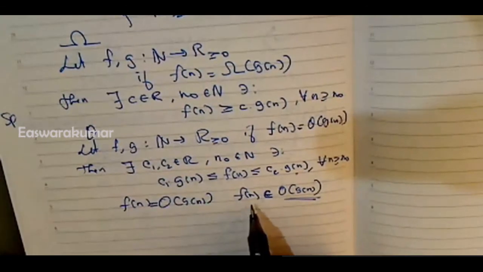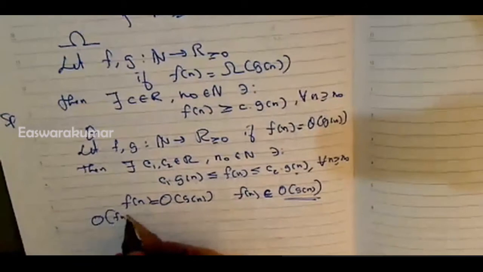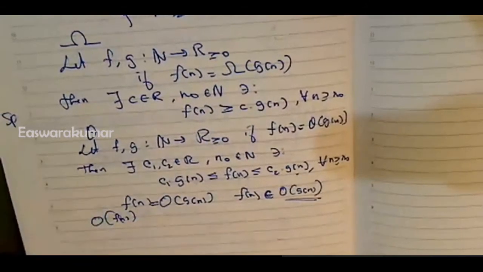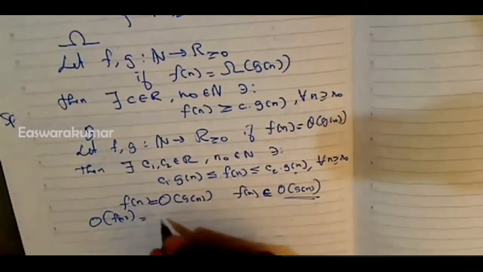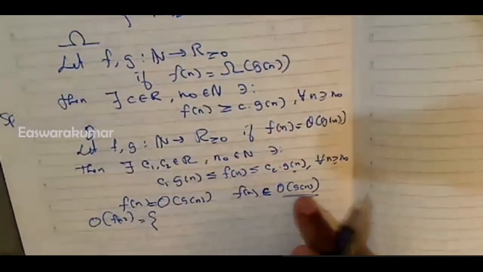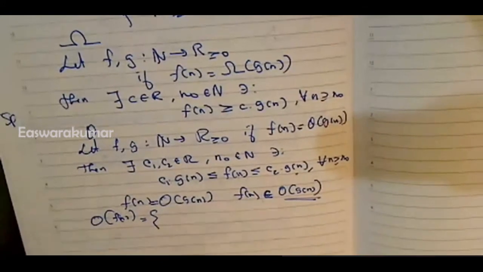This is an element. An element only belongs to a set. So if I say O of f of n, what is O of f of n? That means it is a set. When we say O is a set, I am taking O of f of n.